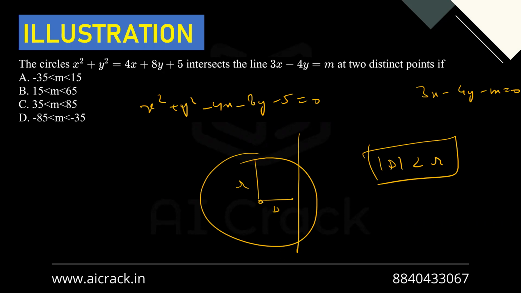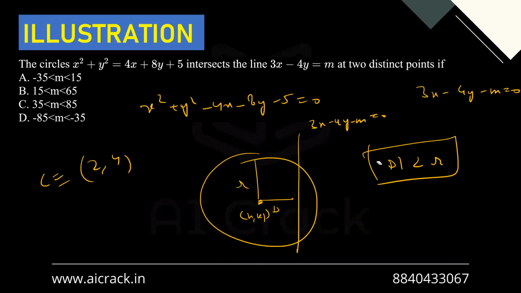Now for that we should know the center point, right? This h comma k over here. So the center would be 2 comma 4, that is minus g, minus f. Yeah. So the center would be 2 comma 4, and the equation of the line is 3x minus 4y minus m equals 0. So let's find out the d value.